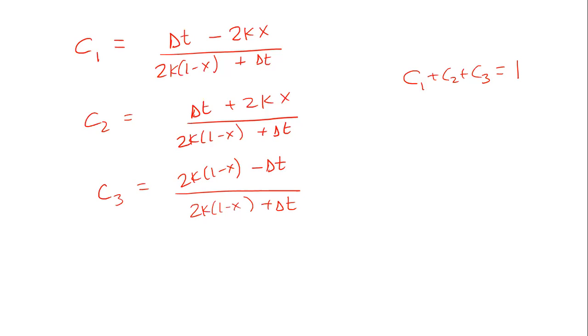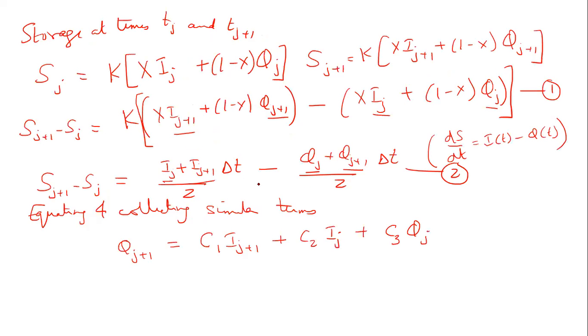That's just an incidental thing. So basically, if you know k, x and delta t, you just put them into this equation and you will get these values of C1, C2, C3. Then you simply come to this equation and put those corresponding C1, C2, C3 into this expression, and you can solve for qj plus 1. As long as you know q at time t equal to 0, you can solve for the entire time duration, right?